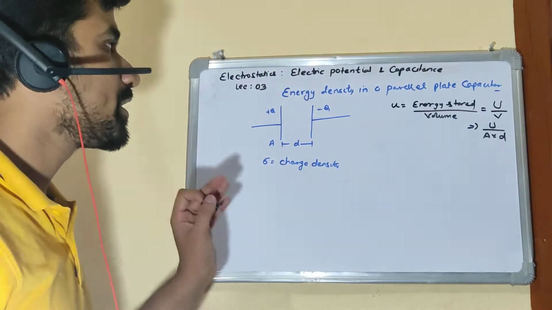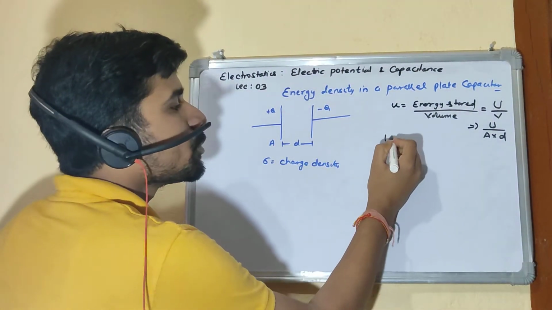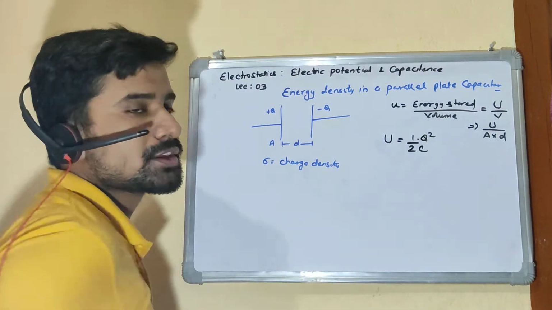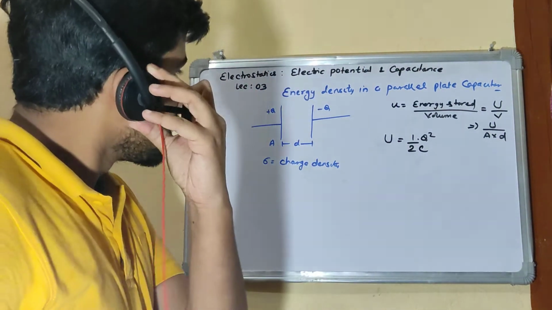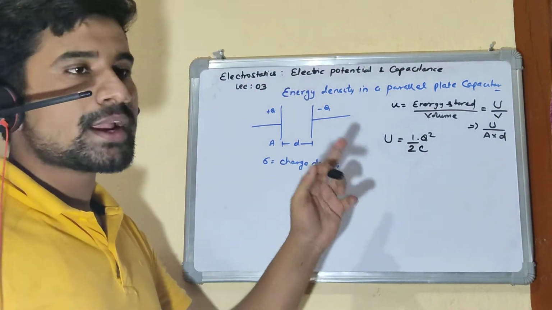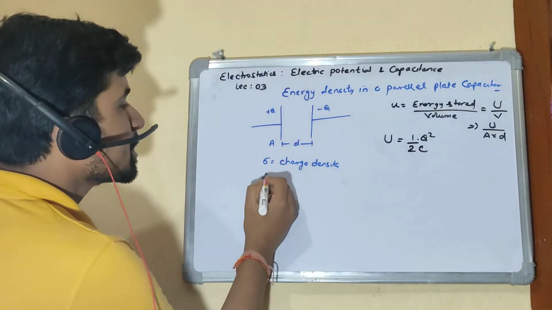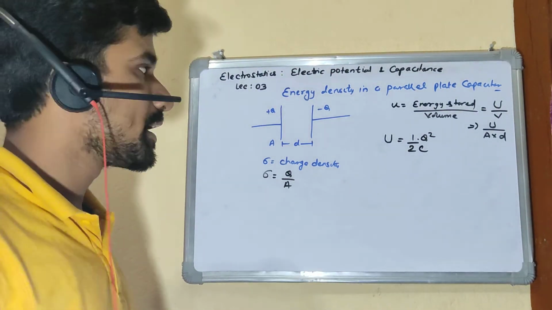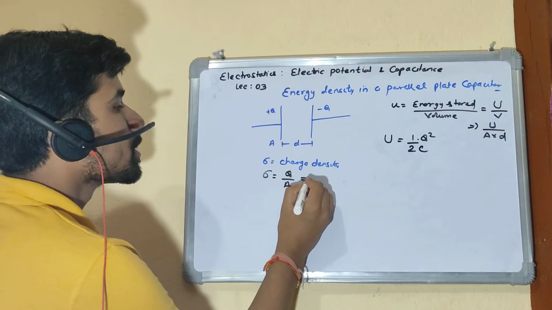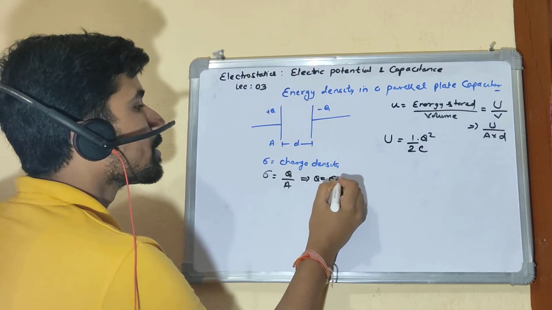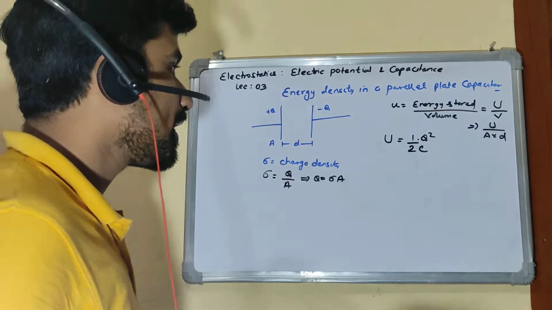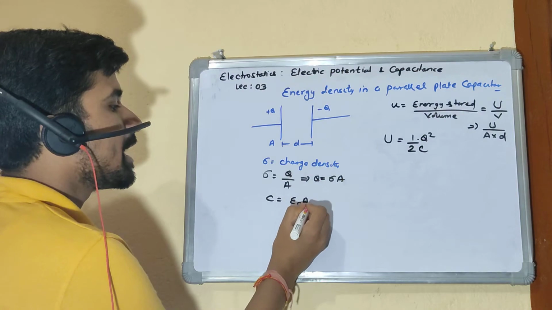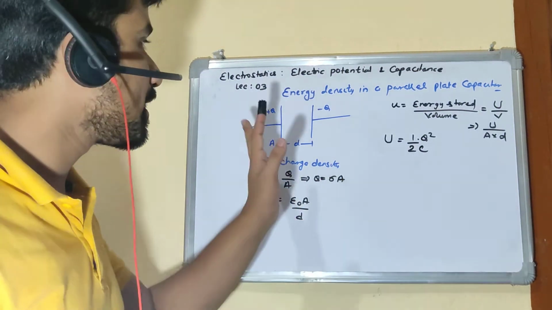Now let's derive the expression for energy density in a parallel plate capacitor. We know that U is nothing but Q square by 2C, right? Now, what is the relation between sigma, Q and A? Sigma is nothing but Q by A, so Q becomes sigma A. Now, the capacitance of a parallel plate capacitor is given by epsilon naught A by D, if air is the dielectric.